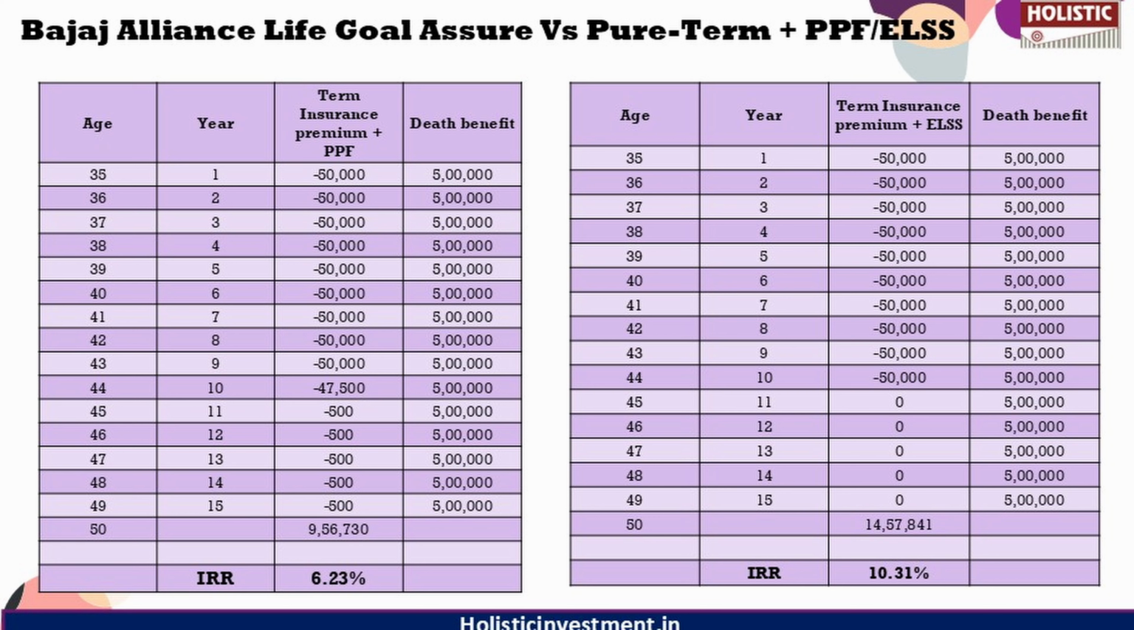So the return from the PPF is almost similar to the return from the Bajaj policy, but here the return from PPF is guaranteed and it is entirely exempt from income tax. On the other hand, there is no guarantee of the return that you will generate from your Bajaj policy, and you may even end up getting a return as low as 4% or even lower.